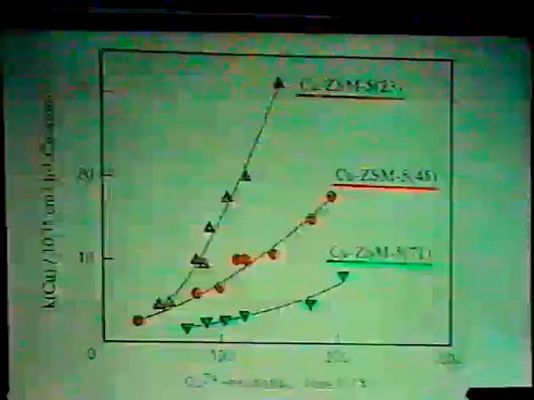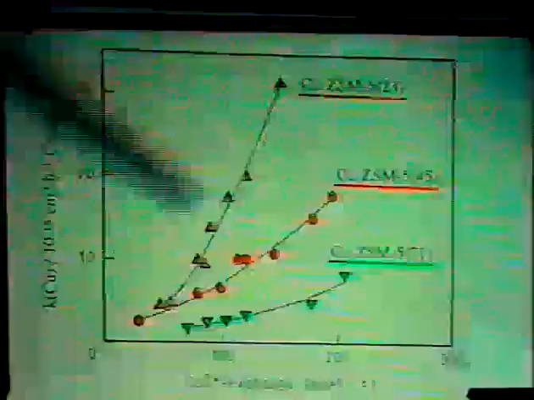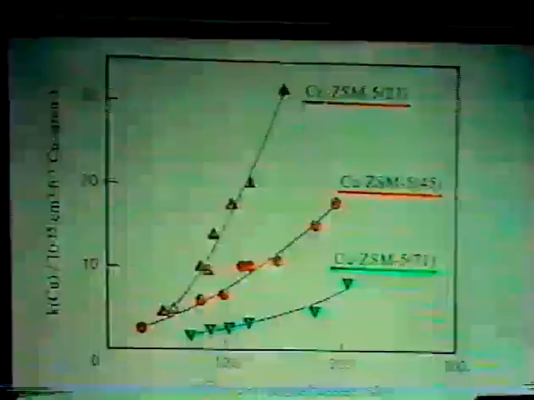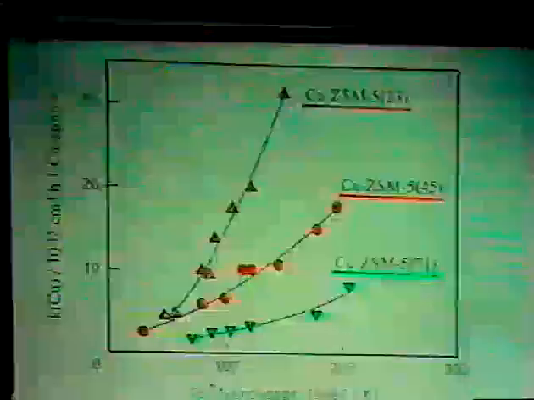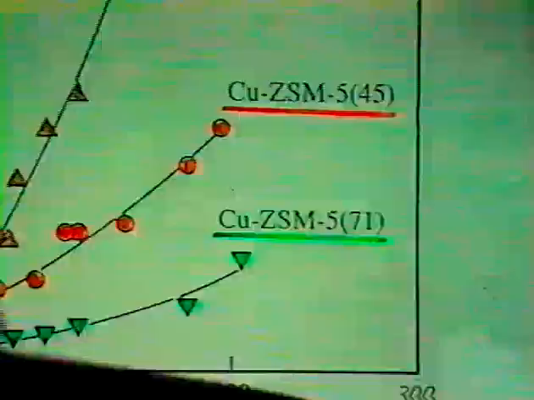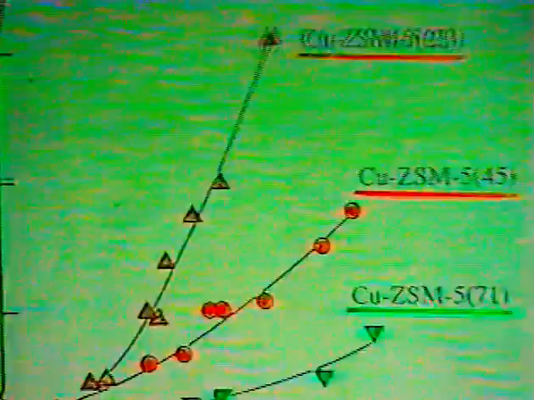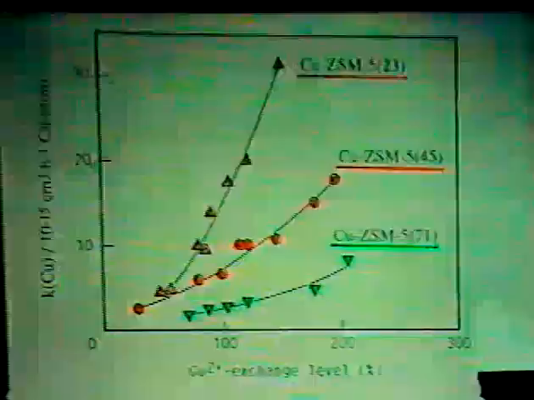From the kinetic result, the reaction rate is expressed as this equation. The reaction rate is the first order with respect to NO pressure, the zero order with respect to ammonia, and the half order with respect to oxygen.